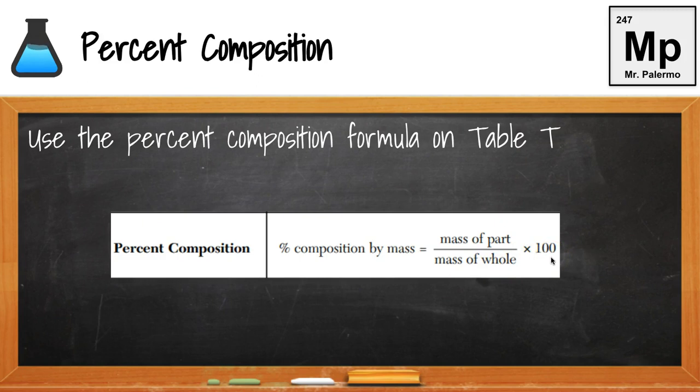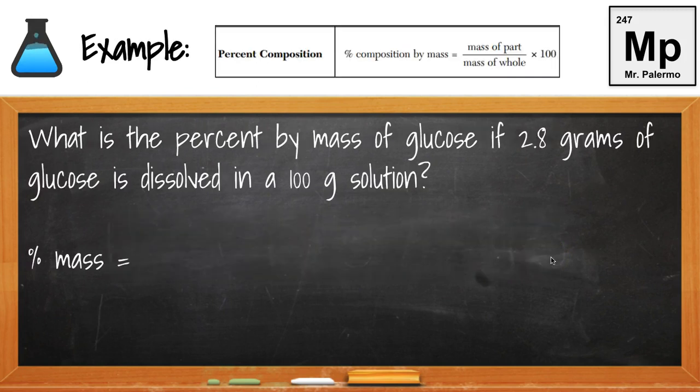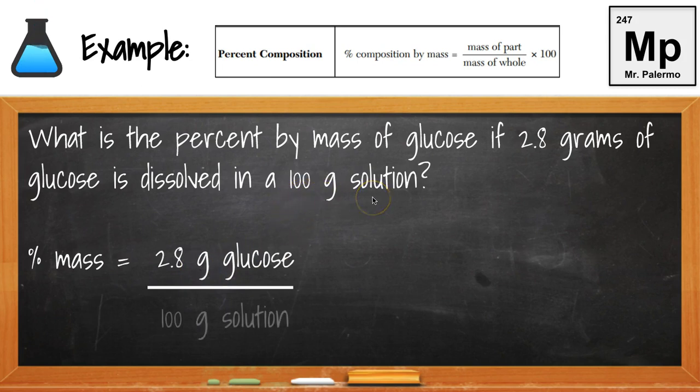So let's see an example of the percent composition formula. What is the percent by mass of glucose if 2.8 grams of glucose is dissolved in 100 grams of solution? Again, our formula is percent composition by mass equals the mass of the part over the whole, or the solute over the solution. The part, what we're dissolving, our solute, is 2.8 grams of glucose. That's going to go on top. And then we're going to divide that by the mass of our solution, which is going to be 100 grams.